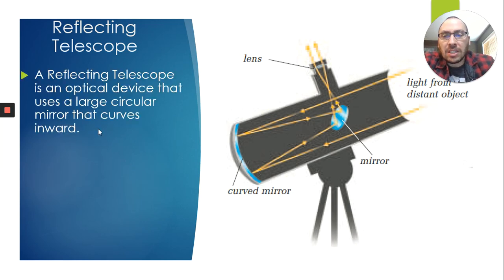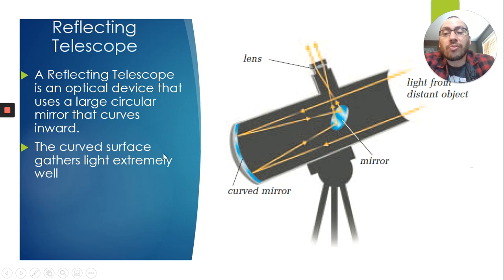Okay, but these use a reflecting telescope. It uses a large circular mirror that curves inward. So it's a curved mirror right here. We're going to learn about those mirrors a little bit later, what kind of mirrors those are. And the curved surface gathers light extremely well.